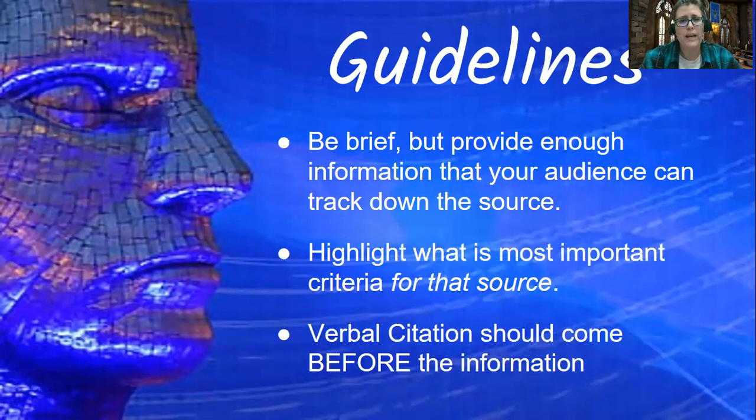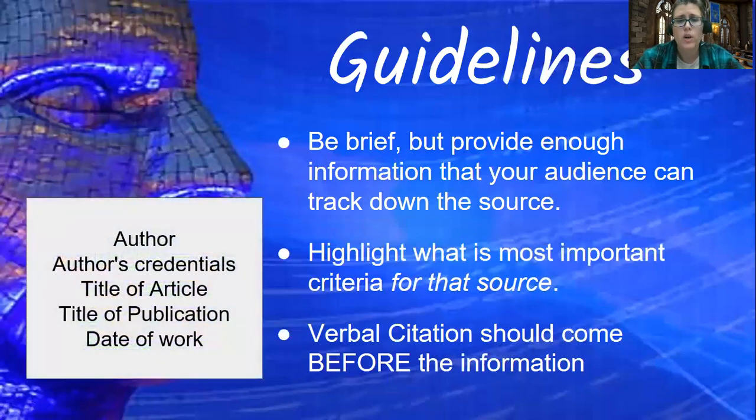Well, first of all, we have to remember to be brief, but provide enough information that our audiences can track down the sources. That's a balance that we need to find. We have to highlight what is the most important criteria for that source. So we're going to have information about this source, maybe the author, their credentials, the title of the article, where it was published, the date of it. All of this information may or may not be useful or necessary for your source.